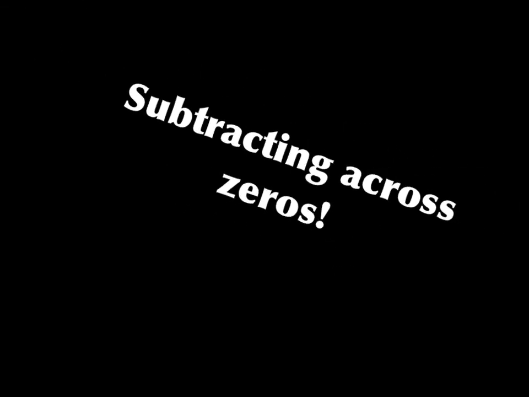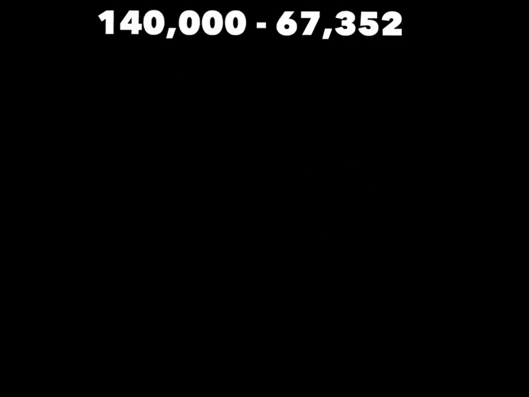Tonight we're going to be practicing subtracting across zeros. Alright, let's look at this problem. We have 140,000 take away 67,352. The first thing we want to do is get these numbers stacked on top of each other.